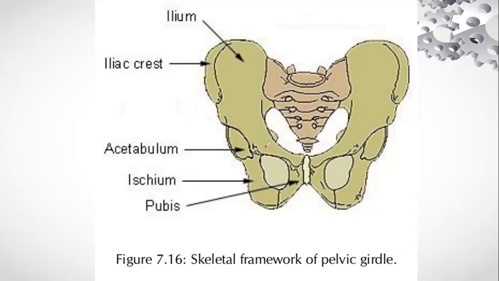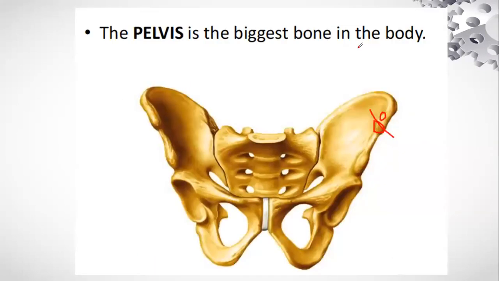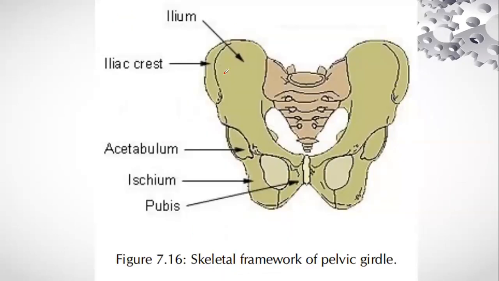So skeletal framework of a pelvic girdle. You notice that, of course, it's not one bone like the one that you see here. This is, of course, just a 3D diagram. But as you go more in depth, you'll find that it consists of many smaller bones that are put together. Because of course, when you're a baby, you grow.